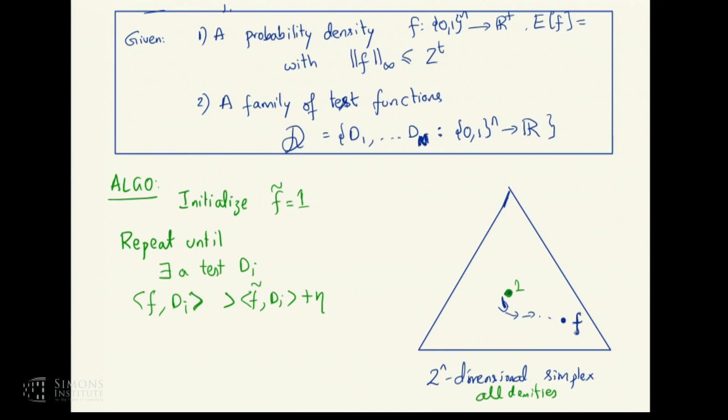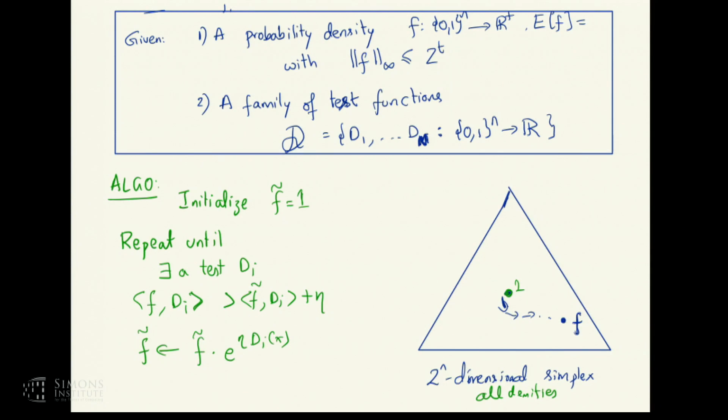Okay. Or the other way around. The point is you find a test that you don't fool. When you find a test that you don't fool, you update your distribution multiplicatively. You say my new f tilde is going to be my old f tilde times e to the minus eta times d_i of x. Right? You use the test to update your distribution in a multiplicative fashion. This is just multiplicative weights update method or mirror descent method.